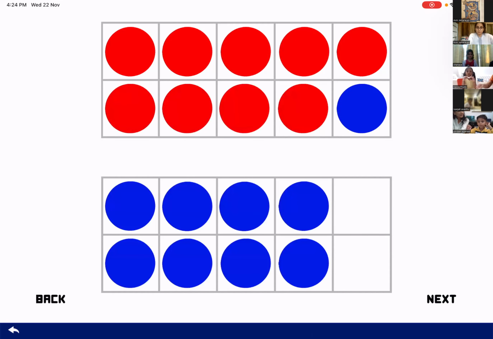Quickly see which number is this. Tell Ma'am. Shreyan, tell me which number is this. Say it without counting. 18. Very good. Write down 18. Fantastic, Shreyan.